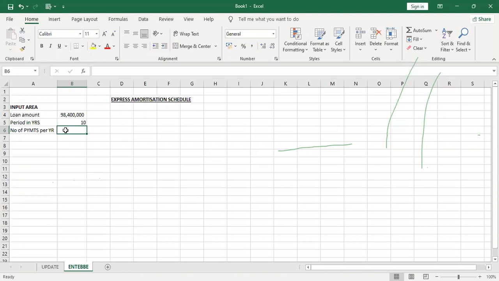If it is quarterly, it means you are paying four times, every after 3 months. If it is semi-annually, it means you are paying twice, every after 6 months. If it is annually, that is one. That is the only challenging part about amortization. Otherwise, it is a very easy number. So number of payments per year, we have said two. In cell B6, type two.